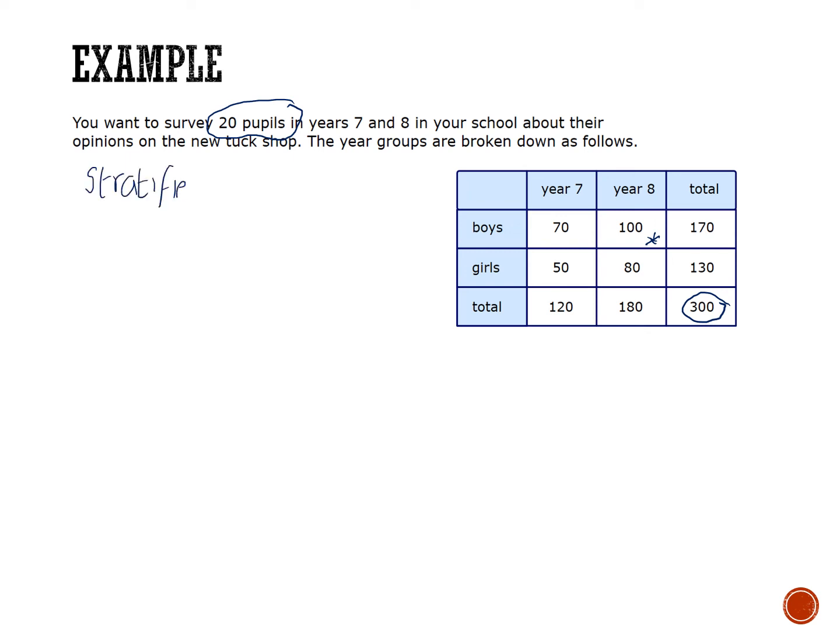What we need to do is work out how many we're going to pick from each of the different groups. There's 4 of them. Year 7 boys want to be represented, Year 8 boys want to be represented, Year 7 girls and Year 8 girls. So I want to pick in proportion to the numbers that are in there. So let's see how we can work out how many we need to pick. Well, let's look at the Year 7 boys first.